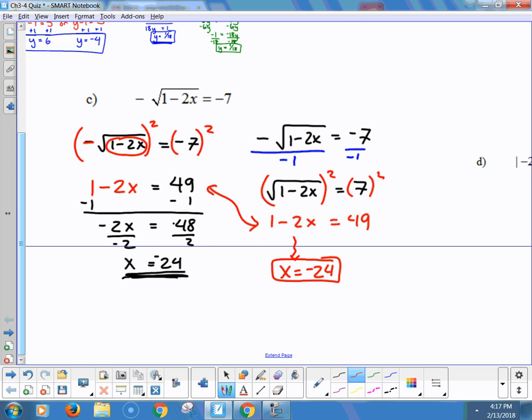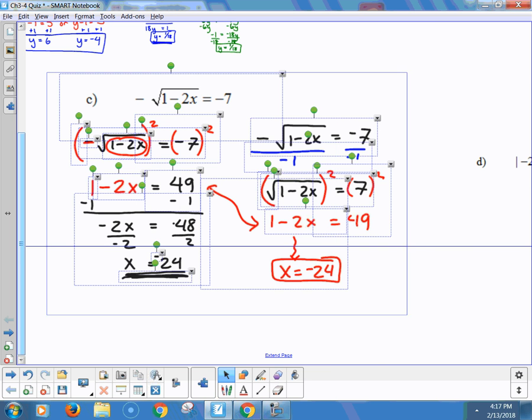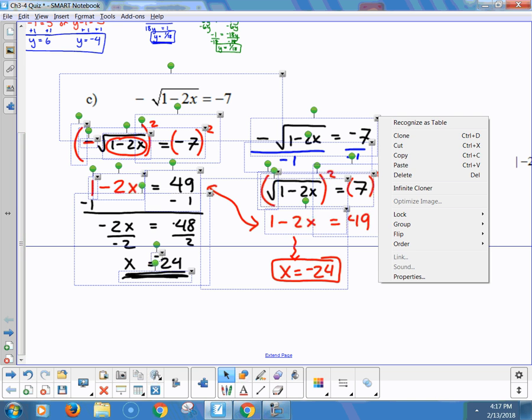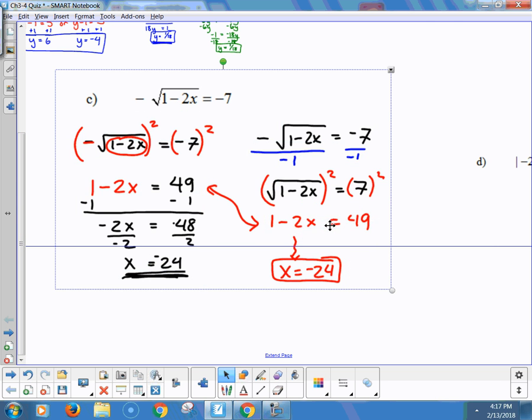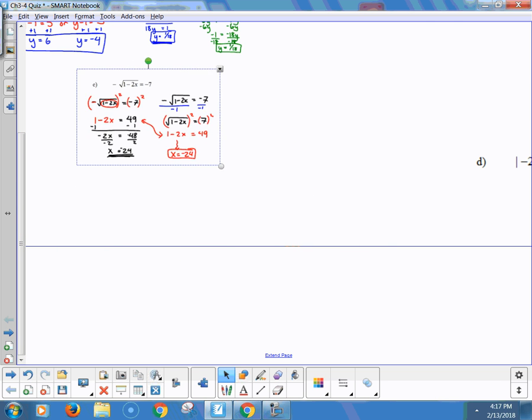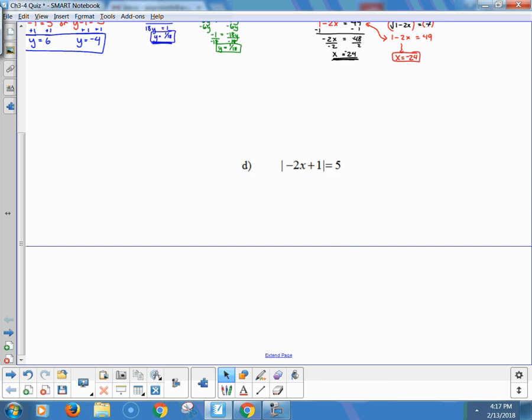We checked the answer. We know it works. We don't have any excluded values because we got an answer, -24, and it works. So we're done with part C. Moving on to part D.